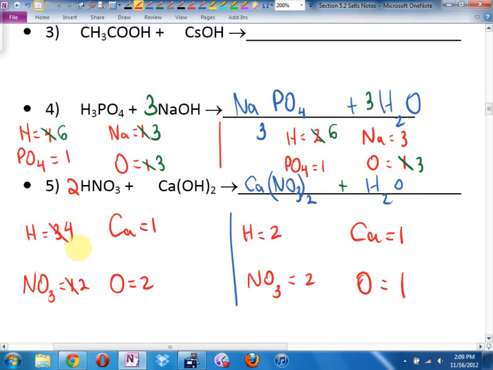Okay. Now what? How many hydrogens do I have, Darian, on the left? How many on the right? How about put a 2 there? That's going to give me 4. Oh, and that's going to give me... Oh! Holy smokes, I think we're done.